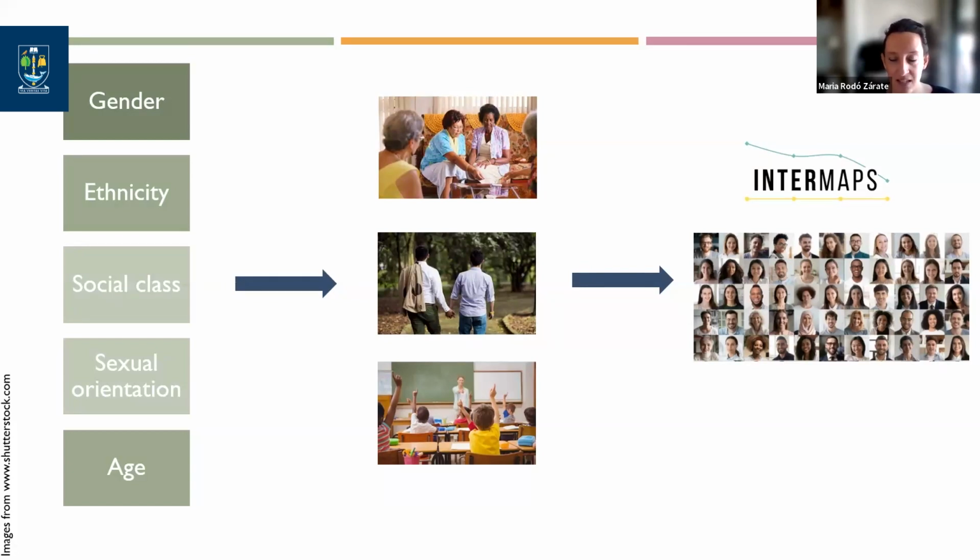We have, I think it's 9 axes of inequalities across different places of everyday life, following this intercategorical approach, which means that we are not focusing on a specific group, but we are focusing on the whole population, which is over 8 years old. So from children to the elderly, all the population in Catalonia can be part of our sample.